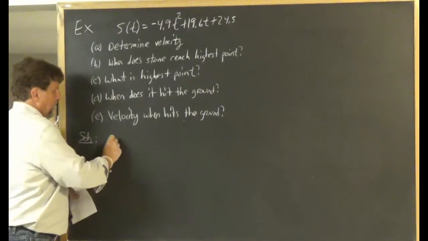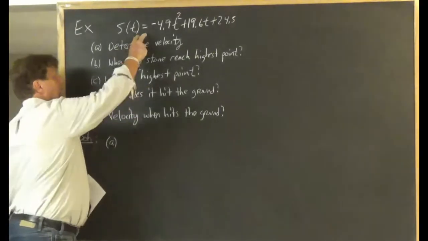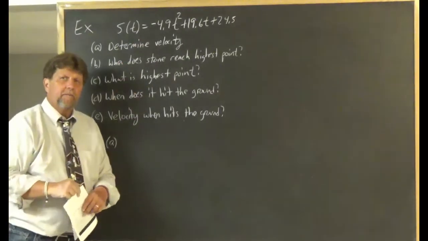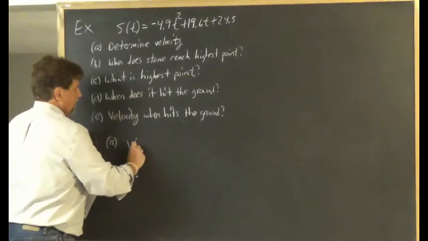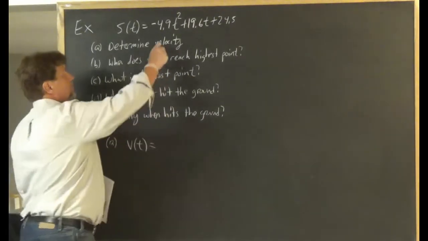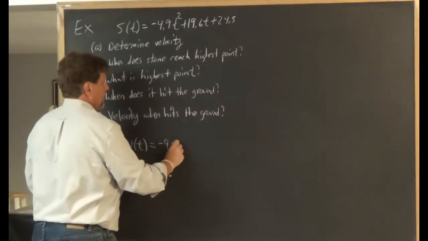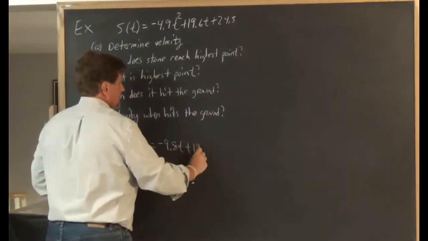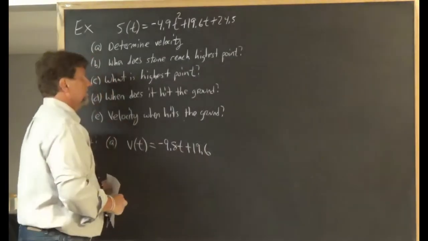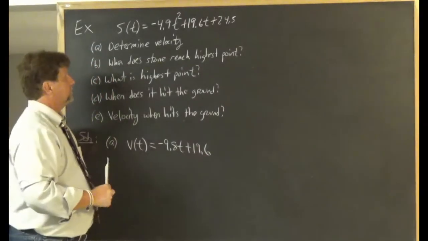So first off, part A. Remember, velocity is the derivative of the position function. So for the velocity, take the derivative of the position function and we get negative 9.8t plus 19.6. So that's it for part A.